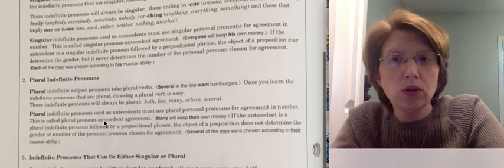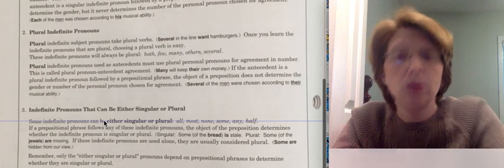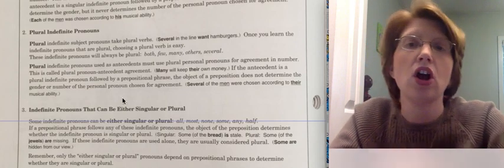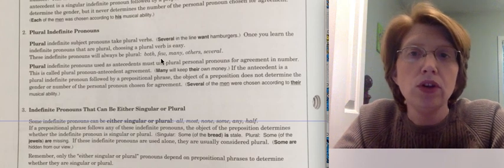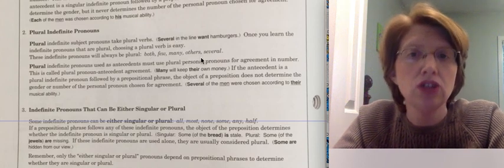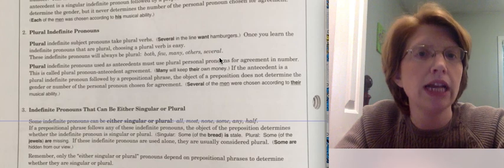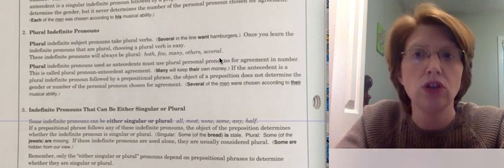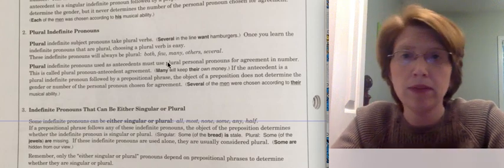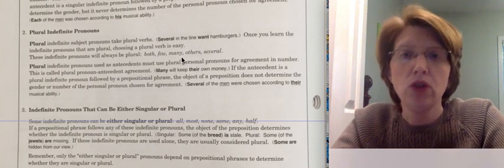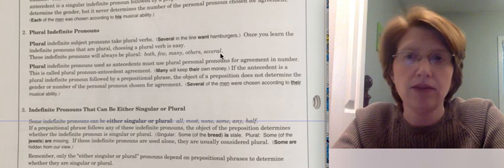Now look at the plural ones. The plural indefinite pronouns are several, both, few, many, others. That makes sense, right? We're talking about more than one thing. So those are plural indefinite pronouns. Read them with me again. Both, few, many, others, several.